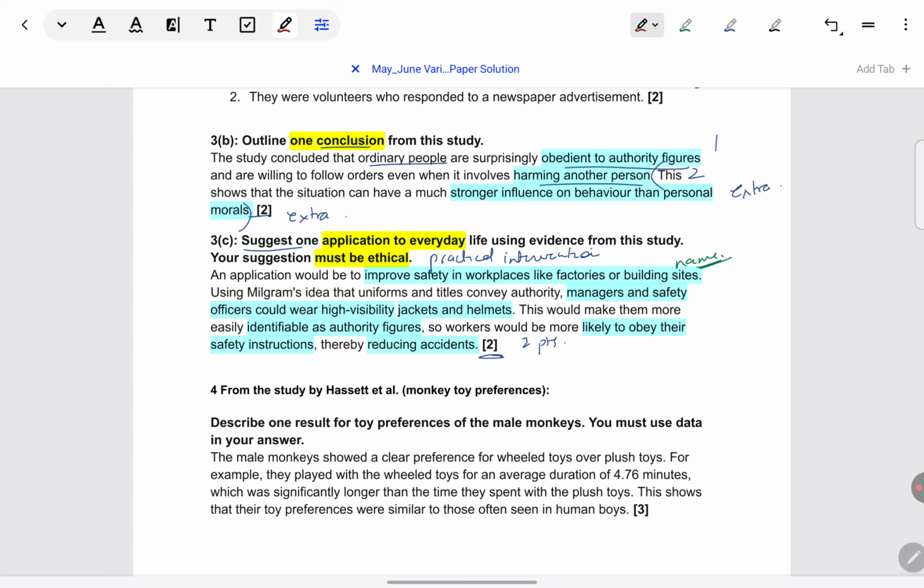So, for naming correctly and then explaining the idea exactly, like this is exactly what can be done with an example. This is what they can wear. They can wear these jackets and helmets. And this is the problem that will get solved because of this. This is the intervention that will be done. Accidents will reduce. Definitely full 2 marks for this answer.